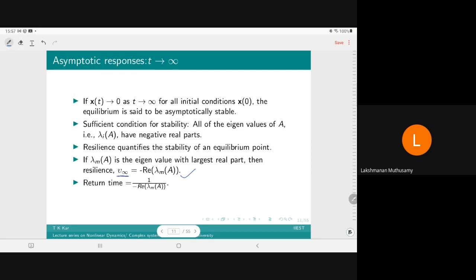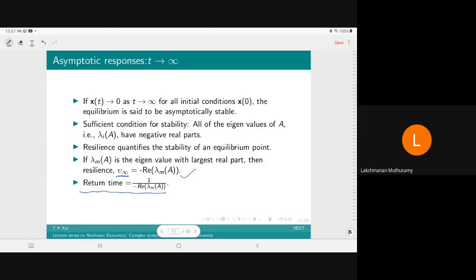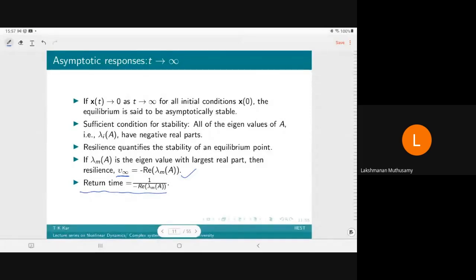So here it is denoted by V infinity, the resilience, and this is measured as minus the real value of lambda. If it is real, then real. If it is complex, only the real part of lambda m. Lambda m is the eigenvalue with the largest real part. And also in the case of resilience, we measure the return time to the equilibrium. Return time is the reciprocal, 1 by minus the real part of lambda. So from these expressions, it is clear that a large return time to the equilibrium suggests low resilience in the face of the perturbations.